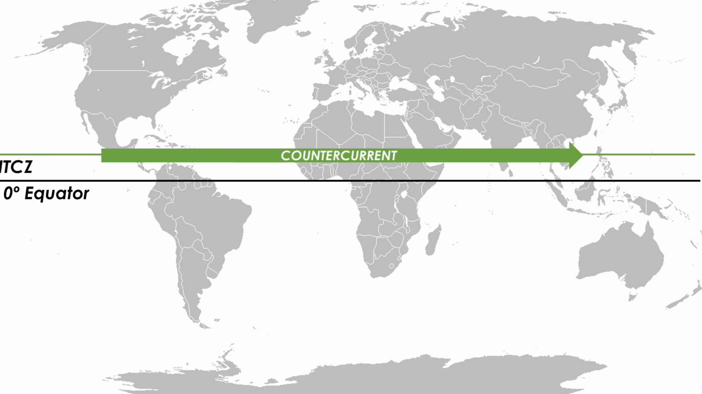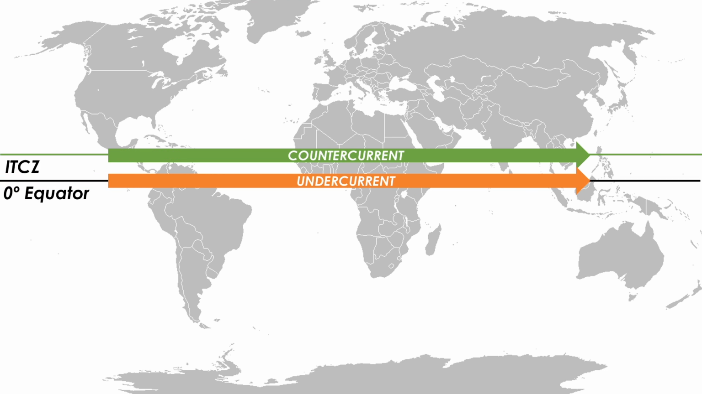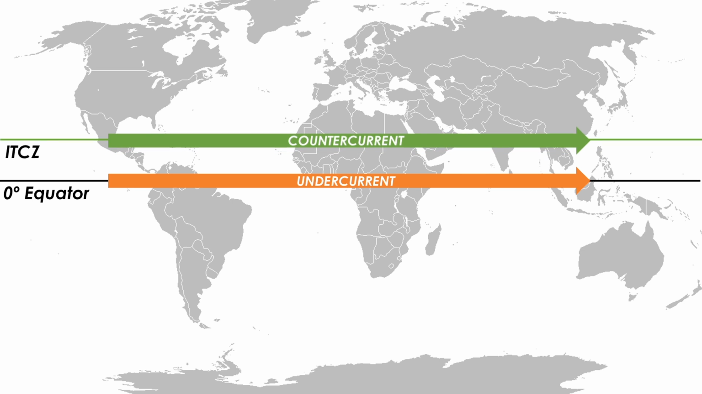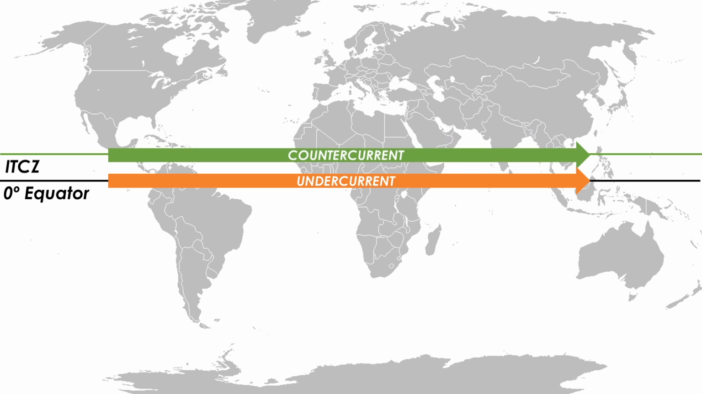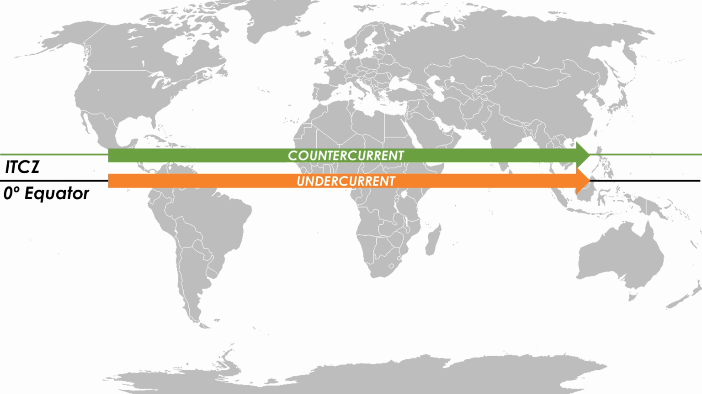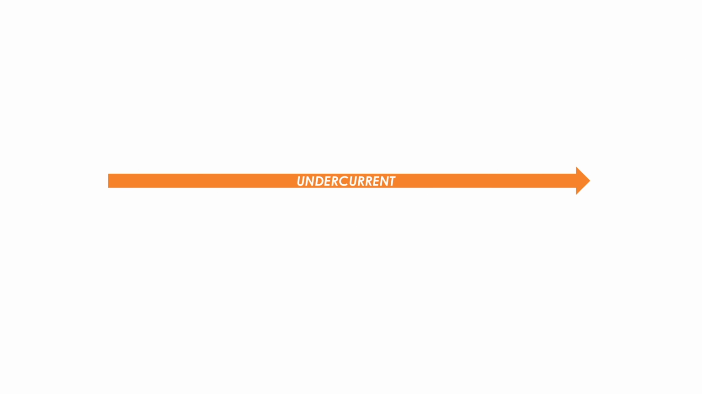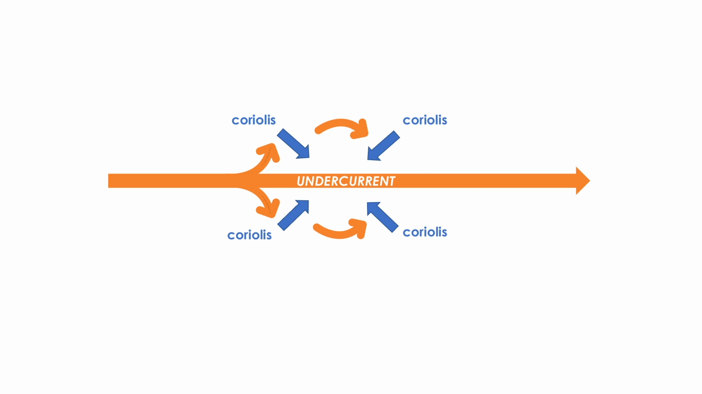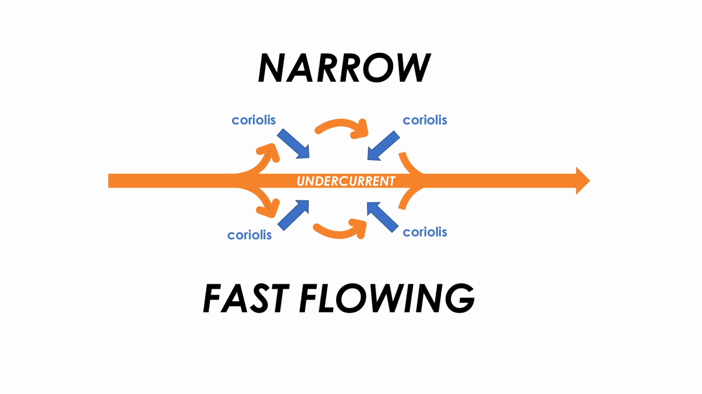As opposed to the countercurrent, the undercurrent is located right on the geographical equator and does not usually deviate for prolonged periods. If for any reason the current splits away from the equator at any point, Coriolis acceleration comes into effect, directing it back towards the equator. This works to strengthen the current, which reaches velocities up to 1 meter per second. For this reason, the undercurrent is known to be narrow and very fast flowing.